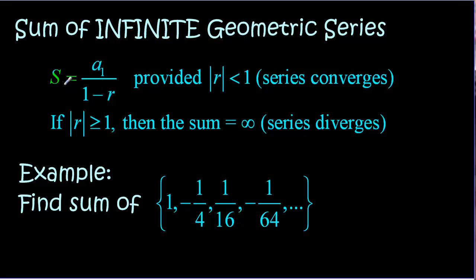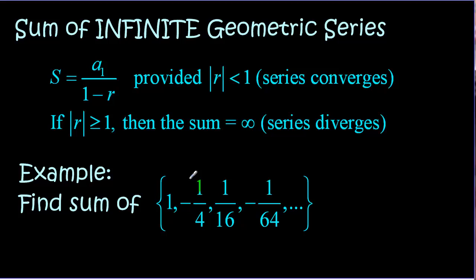Now, we could write S sub infinity, but we just use the letter S. So if there's not a subscript here, it's talking about the infinite geometric series. And it's a sub 1 over 1 minus r, provided that the absolute value of the common ratio is less than 1. When we have a finite sum of an infinite series, we say that the series converges. If our common ratio is bigger than 1, then we're going to add up to infinity, and that's called diverging.